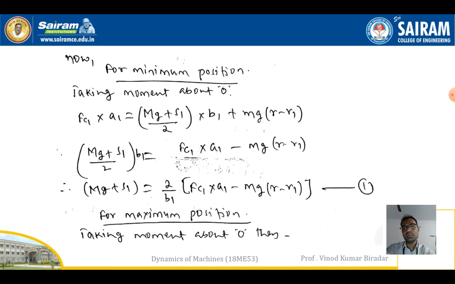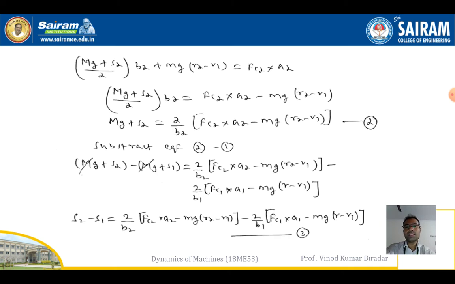For figure b, you are going to take the mg plus s2 formula. Again, (mg plus s2) divided by 2, force into distance, is nothing but b2 plus mg (r2 minus r1), that is a distance, is equal to the centrifugal force, that is fc2 into a2. Again we rearrange this: (mg plus s2) divided by 2 b2. fc2 you are going to send that side, so fc2 into a2 minus mg (r2 minus r1).